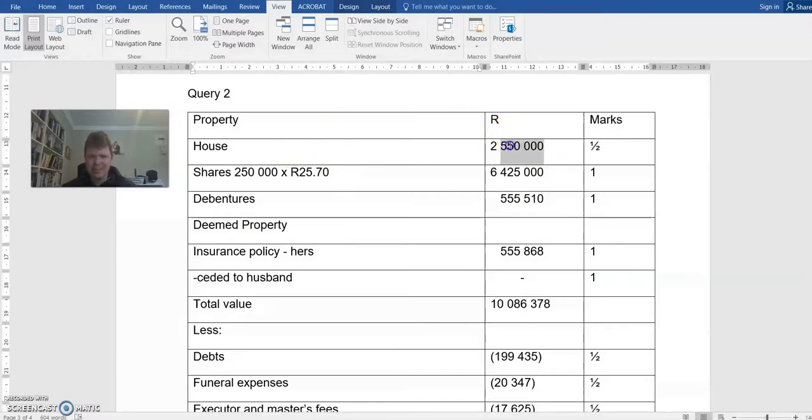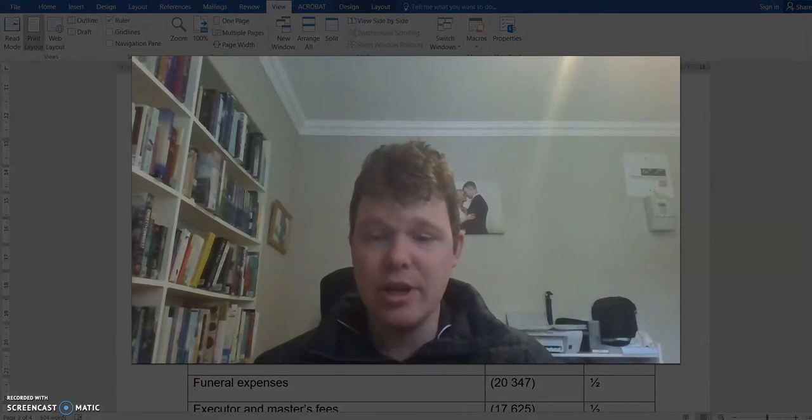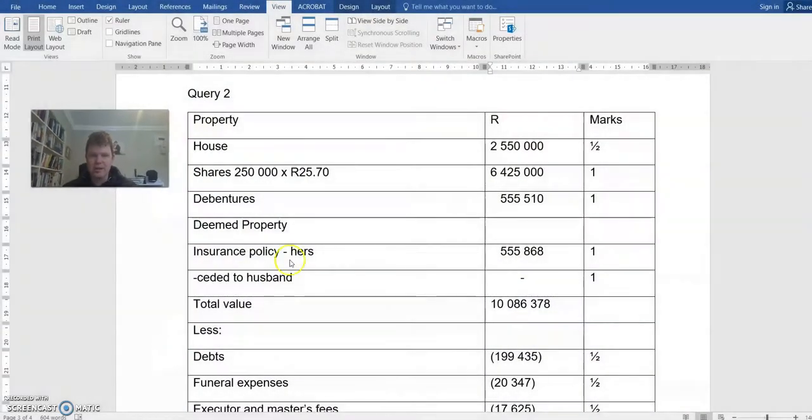So let's see. Property goes in, 2.5 million. The shares go in. Remember, all assets are going to go in at their market value if they're not sold. So if they're given to somebody, they're going to go in for the value at which they are sold if they were sold off and the cash given to somebody. The only exception to that is going to be shares in a private company. They're always going to be at market value, so these go in at market value. The debentures go in at the price they were actually sold for.